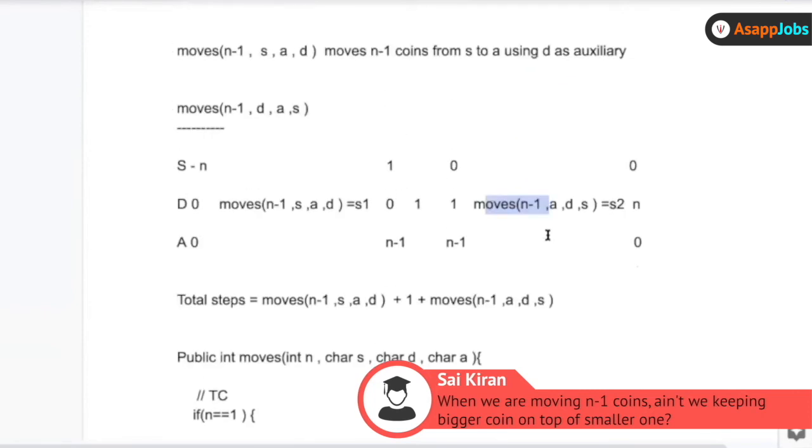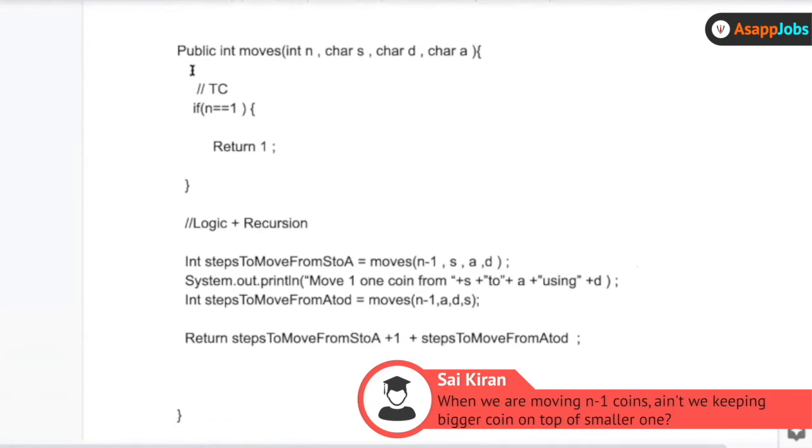So we have made sure that when we write this function, we have first moved this, then we have taken this one step to move from S to the D, and then only I am calling this method. So that is why I added one in between here, right? So this makes sure that every time you do this, the constraint of larger coming at the bottom and the smaller coming at the top holds true.